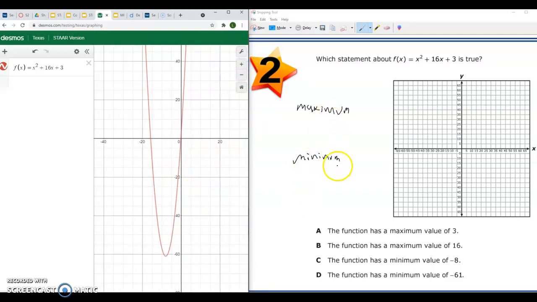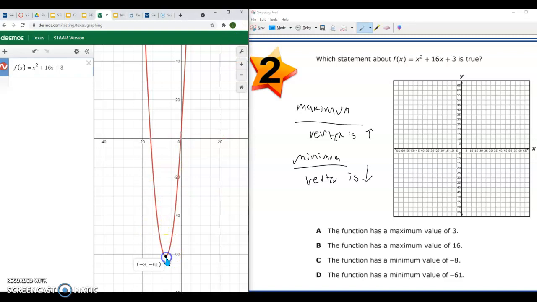Guys, a maximum or a minimum is the vertex of the parabola. Now, how do you know whether you have a maximum or a minimum? Well, you will have a maximum when your vertex is the highest point. That means it's all the way at the top. Now, you'll have a minimum when your vertex is at the very bottom or all the way down. So the vertex, guys, is the lowest or the highest point of your graph.